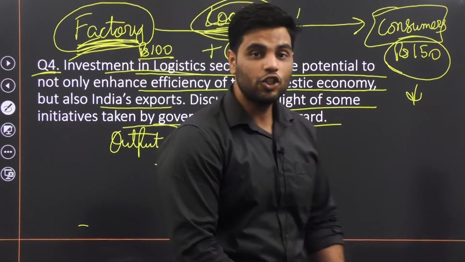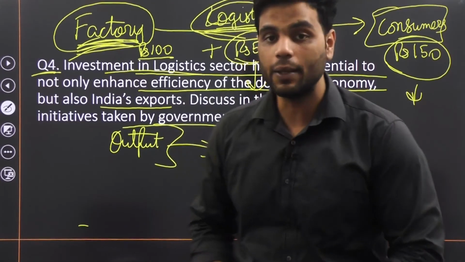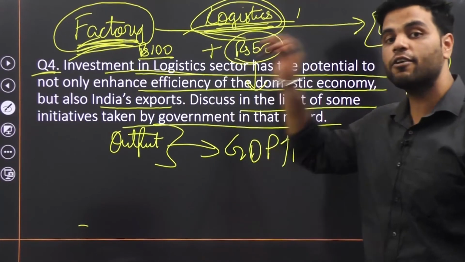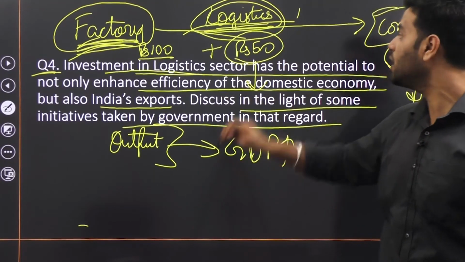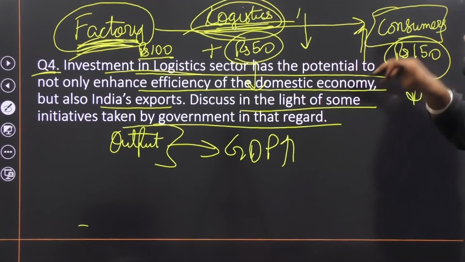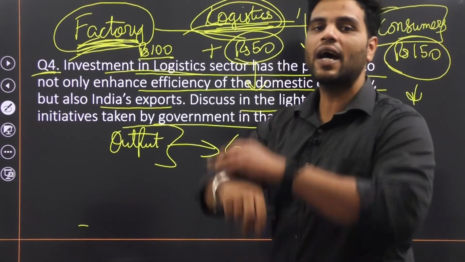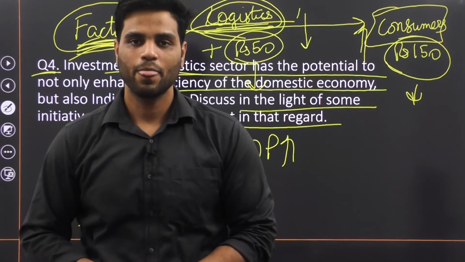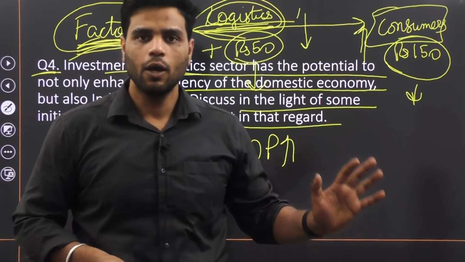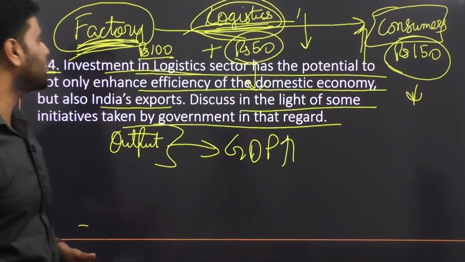So to enhance your country's GDP, you need to make your logistics sector more efficient, because if the logistics sector becomes more efficient, costs come down. Costs come down, demand increases, then the entire economy stands to benefit. Make sense? So this is the basic idea that you need to be familiar with before even answering this question.